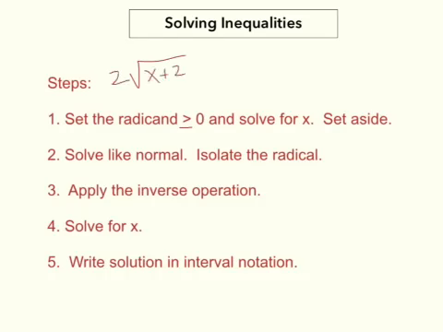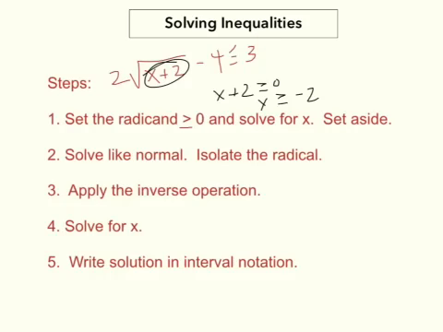So if we had something like 2 square root of x plus 2 minus 4 equals 3, we would take the radicand, which is x plus 2. We'd set that greater than or equal to 0 and solve, so x is greater than or equal to negative 2. And then we would just set that aside. It's part of our answer, but then we go on and we solve this just like normal.